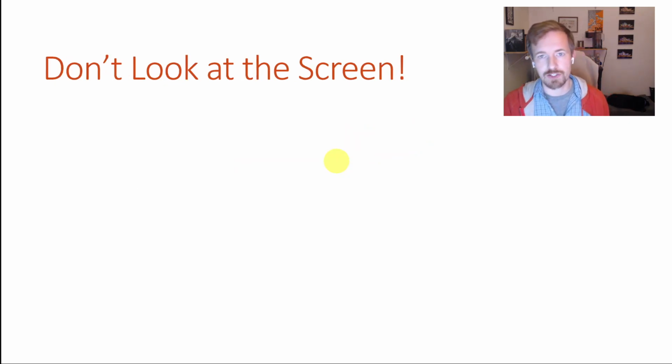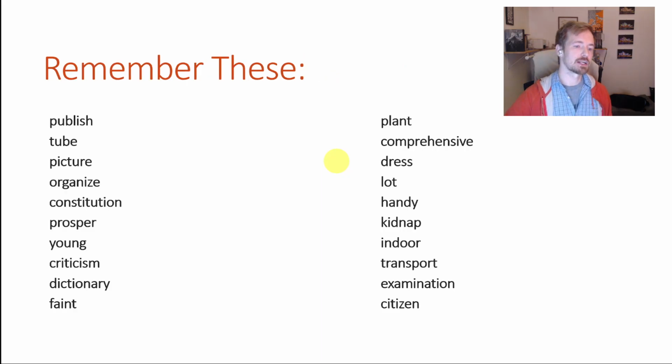So I'm going to give you an example. I'm going to present a list of words, but I'm going to have it here on the screen. So if you want to participate and try this out, close your eyes or look away from the screen for about 20 seconds. Here we go. I'm going to read out a list of words, and I'll repeat it twice like I always do.